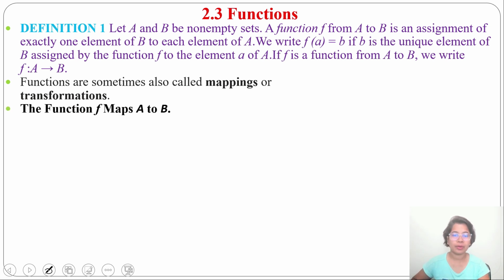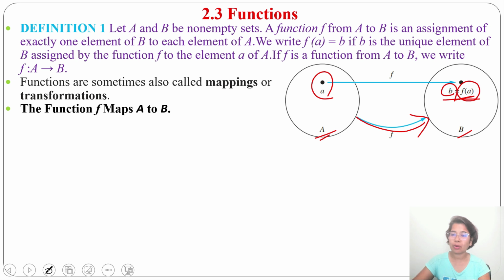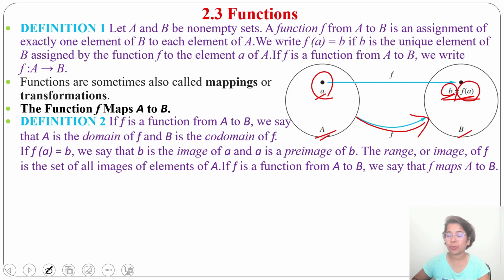Now the diagram for function f mapping A to B. This is the diagram. So f from A to B, we can write like this. Here b equals f of a. a is an element from set A, b is an element from set B. We can write f of a equals b. Now definition 2, about what we call this a or this small b. So we say A is the domain of f and B is the codomain of f. This A is the domain and B is the codomain.